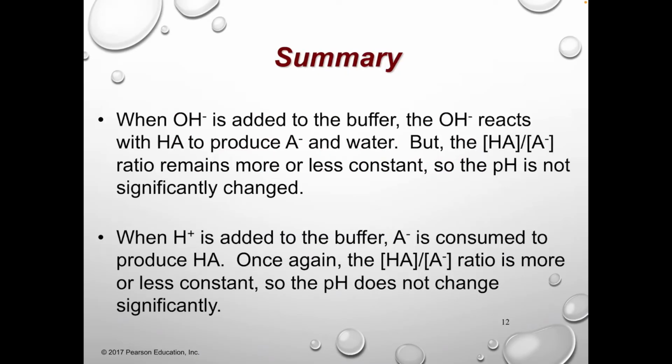So to sum it all up, if you add hydroxide to a buffer, then it will react with a weak acid to produce some conjugate base and water, of course. But our ratio is not going to change very much. That's the key. Since our ratio of weak acid to conjugate base remains essentially constant, our pH isn't going to change all that much.